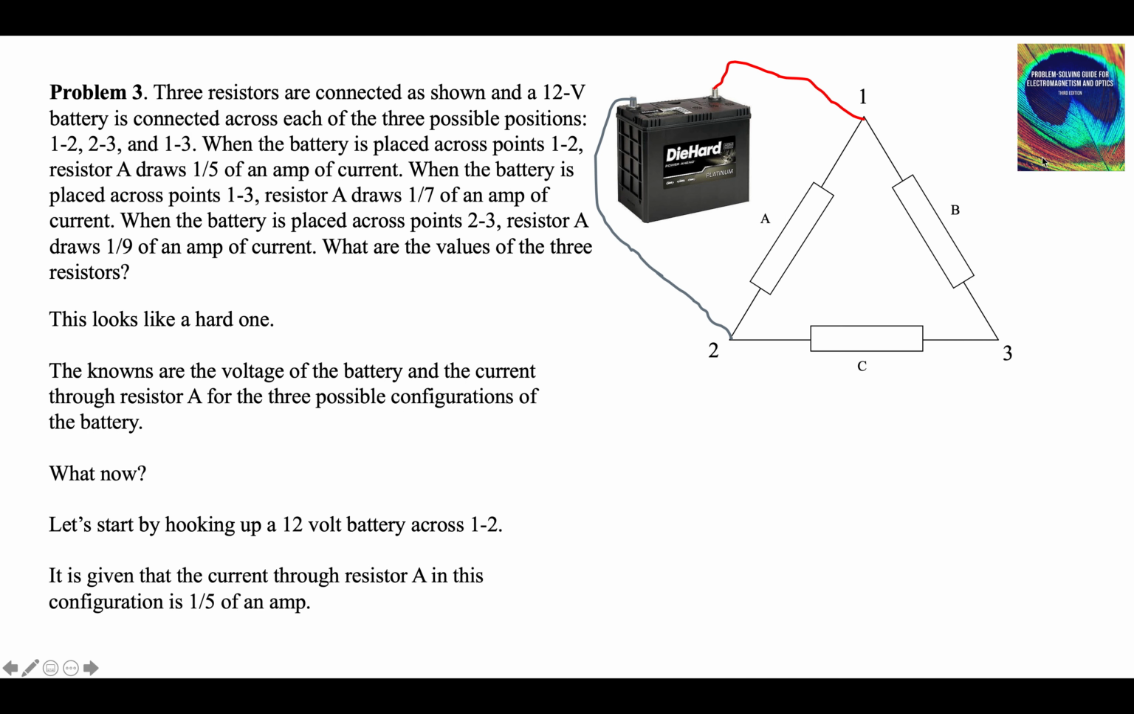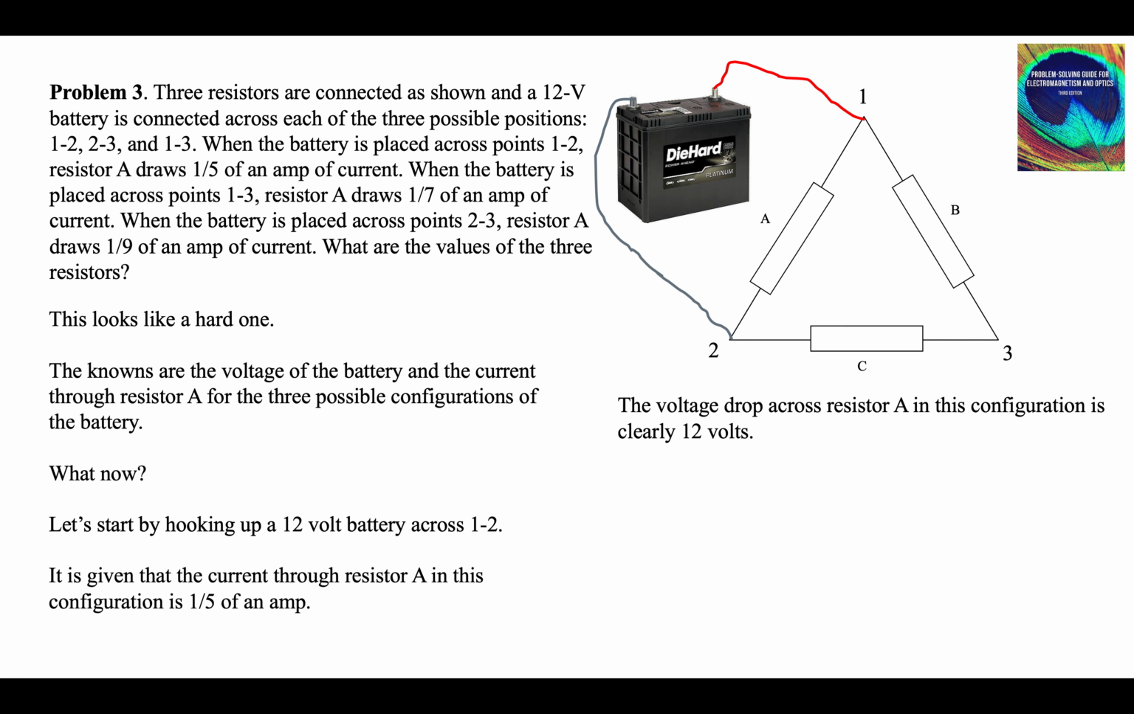It's given that the current through this resistor, resistor A, is a fifth of an amp, 0.2 amps. The voltage drop across A is clearly 12 volts. The resistance of resistor A must be V over I, 12 volts over a fifth of an amp, that's 60 ohms. That wasn't so bad.